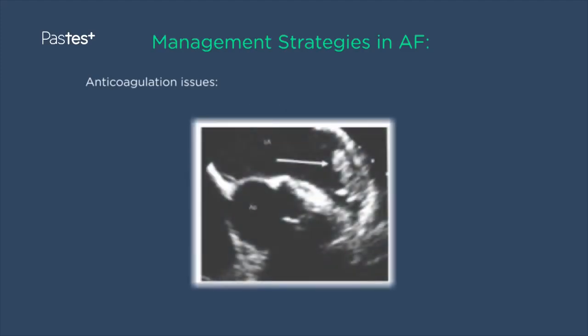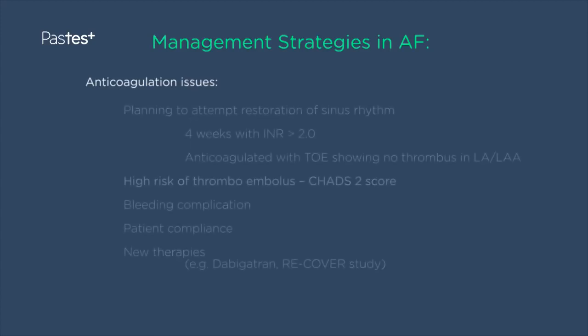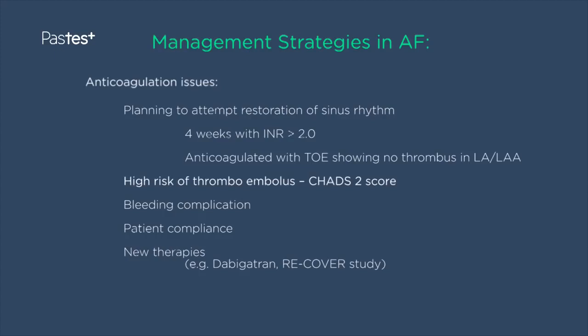If you look at this slide here, you can see where the arrow is pointing, there's a big thrombus in the left atrial appendage. Now, I'd be very concerned in this patient that if you were to cardiovert them, this thrombus would move from the left atrial appendage through the mitral valve into the left ventricle and then up into the head and give them a big stroke. So here, clearly this would be contraindicated, and you'd want to ensure an adequate period of anticoagulation prior to offering DC cardioversion. The CHADS-2 score has been developed to assess who is at high risk of thromboembolus.